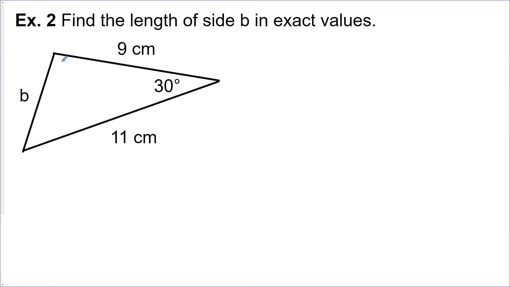For this one, we want to find the length of side B, but in exact values, not in decimals. So let's set this up. We have angle B here, and we have side B. So I will write this as B squared equals A squared plus C squared minus 2AC cos B. Fill in everything that I know.